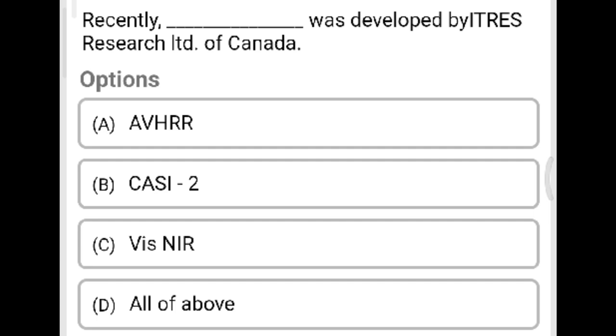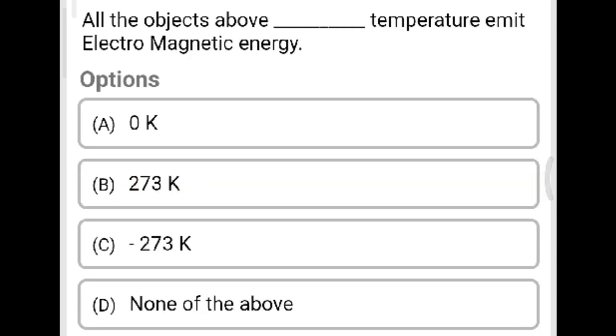Next question, recently dash was developed by ITRES Research Limited of Canada, option A AVHRR, option B CASI2, option C VISNAR, option D all the above. The correct answer is option B CASI2. Next question, all the objects above dash temperature emit electromagnetic energy, option A 0 Kelvin, option B 273 Kelvin, option C minus 273 Kelvin, option D none of the above. The correct answer is option A 0 Kelvin.